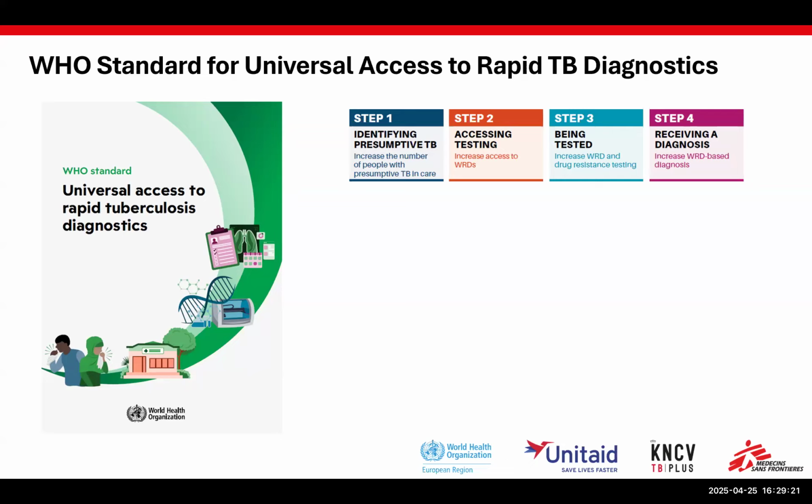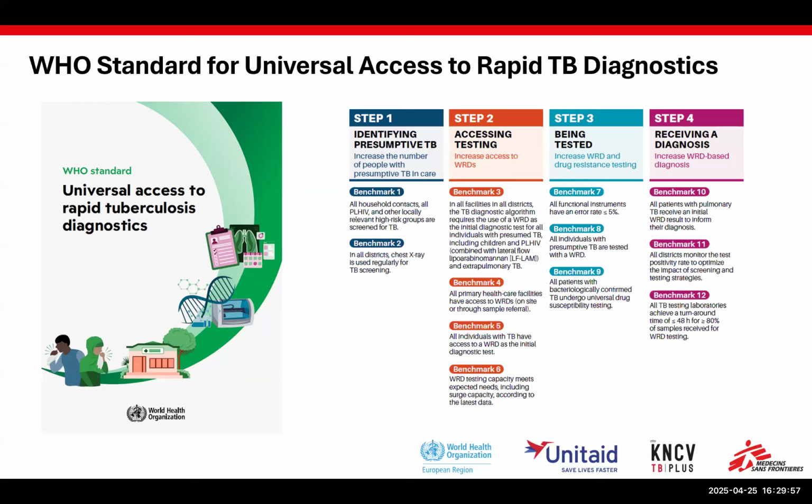The first is the identifying presumptive TB step. This is to increase the number of people with presumptive TB in care. The second is that those that are identified with presumptive TB should access testing. And the goal here is to increase access to WHO recommended rapid diagnostics. The third step, shown in teal, is those accessing testing are tested. So increased WRD and drug resistance testing. And then step 4 is these individuals receiving a diagnosis. So this goal is to increase WRD-based diagnosis.